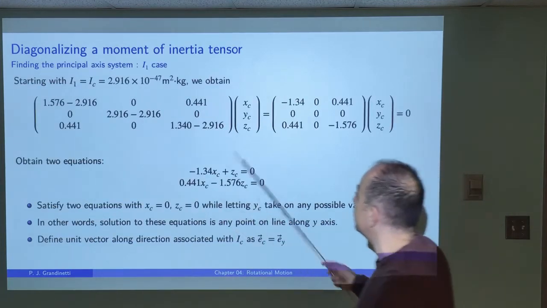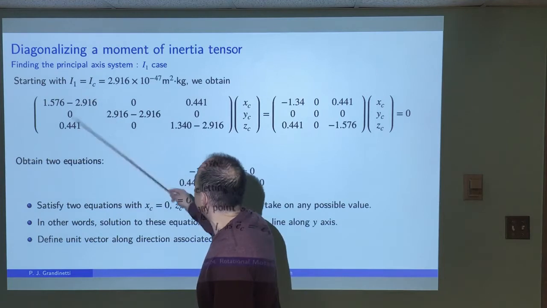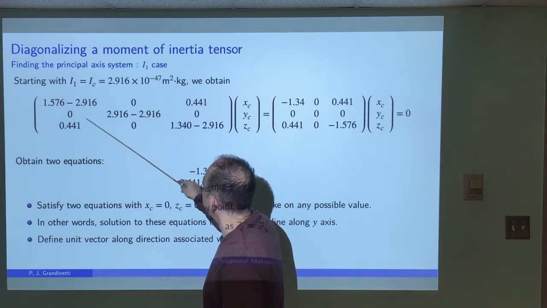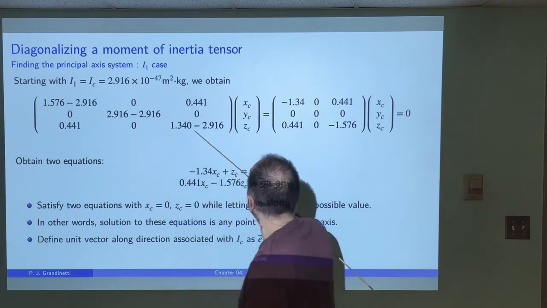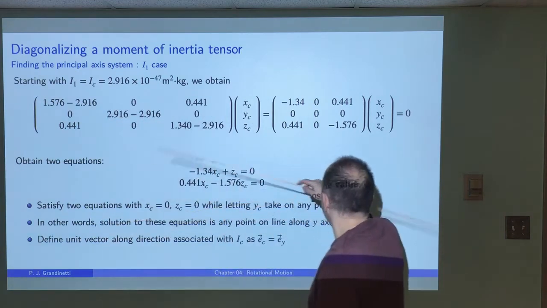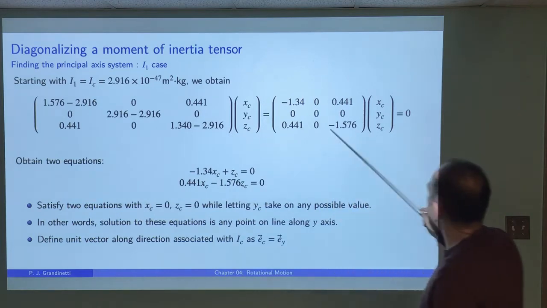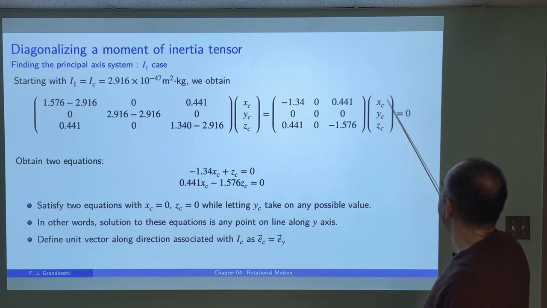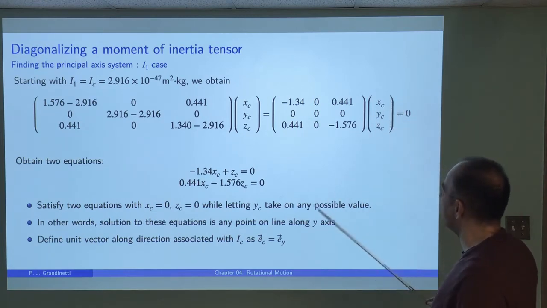So let's start with the easiest one, the IC case. This was the largest component, and so we're going to put in 2.916 here into our matrix, and we're going to subtract it off the diagonal elements. We do that subtraction, we get this matrix, and that's going to be multiplied times the unit vector, which is now defined in our coordinate system.